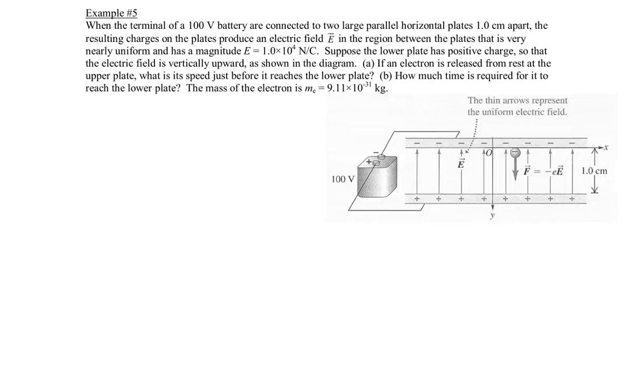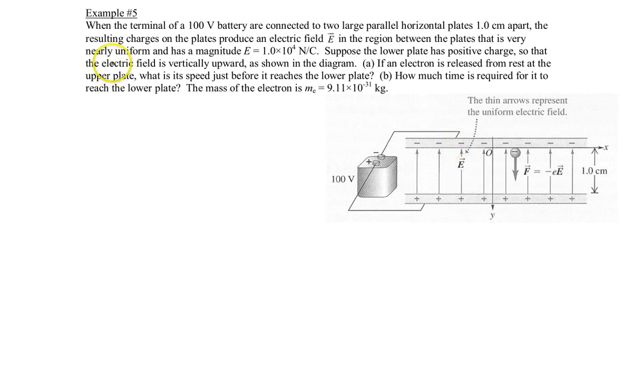Welcome to example 5. What we have here is a battery, a 100-volt battery, that's connected to two large parallel horizontal plates. So this upper plate is connected to the negative terminal, hence it's negatively charged. The lower plate here is connected to the positive terminal, so it's positively charged. And we have an electric field that is established going upwards from positive to negative, because electric field lines are always leaving the positive and going towards a negative, because they're defined for positive test charges.